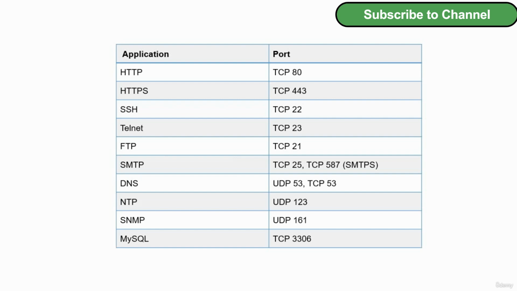Here I've just got a reminder of the application ports. HTTP is 80, HTTPS is 443, SSH is 22, Telnet is 23, FTP is 21, SMTP is 25 if it's clear text unencrypted, or 587 if it's secure. And then DNS can use either. That's based on the type of query. And NTP is UDP 123, SNMP is UDP 161, and MySQL is TCP 3306, just to name a few examples.